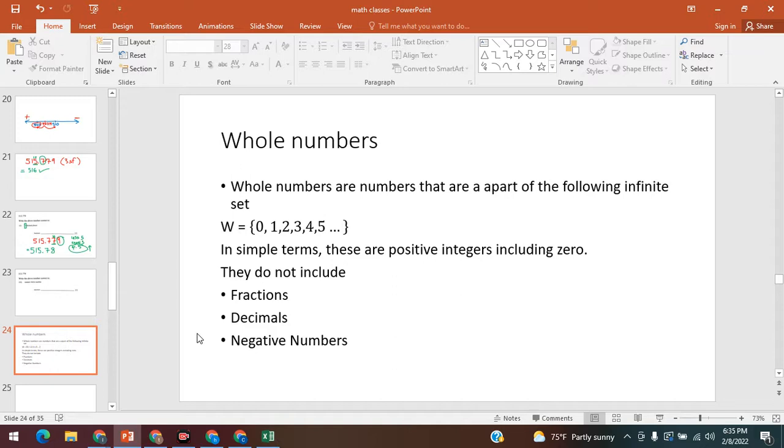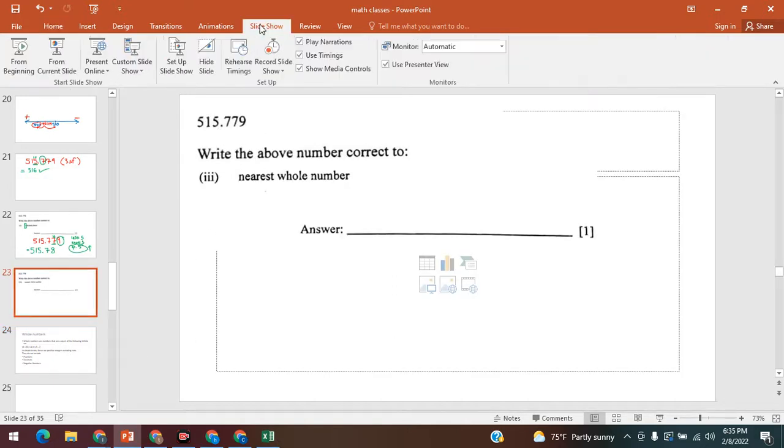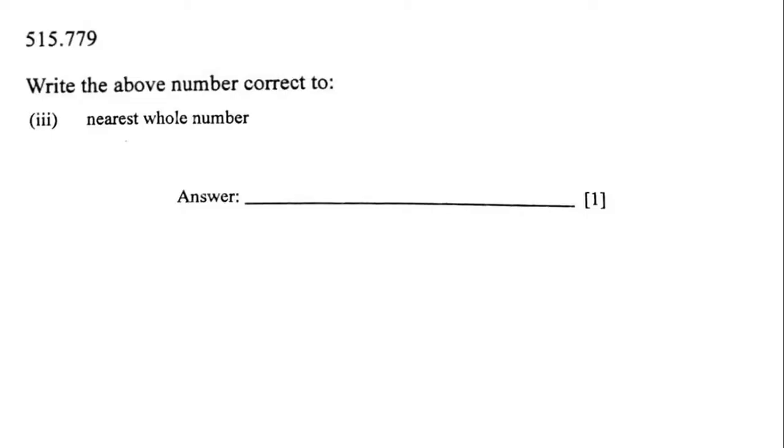All right, so let's go back. Let's go here. We want to write this to the nearest whole number. Notice that it is not a whole number. Why isn't 515.779 a whole number? Because it's a decimal, and it's actually a terminating decimal. That means that it has an end. It stops. And so we're going to write this as a whole number.